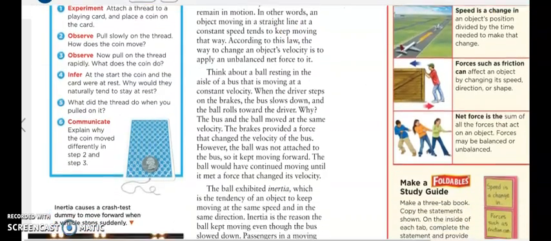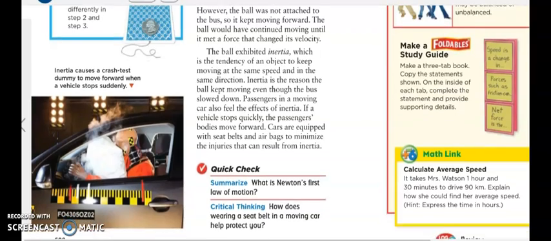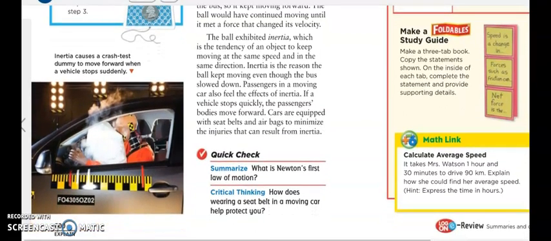And of course, if we talk about Newton's first law, we have to talk about inertia, because scientists call this law the law of inertia in general. So inertia is the tendency of an object to keep moving at the same speed and in the same direction. Inertia is the reason the ball kept moving even though the bus slowed down.